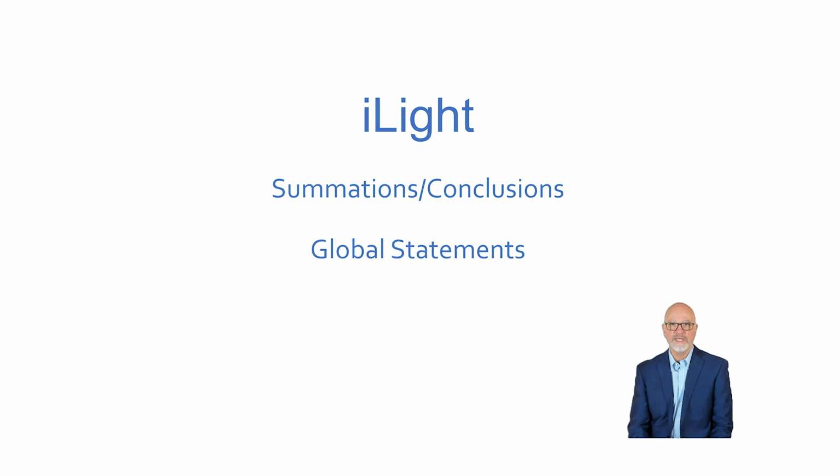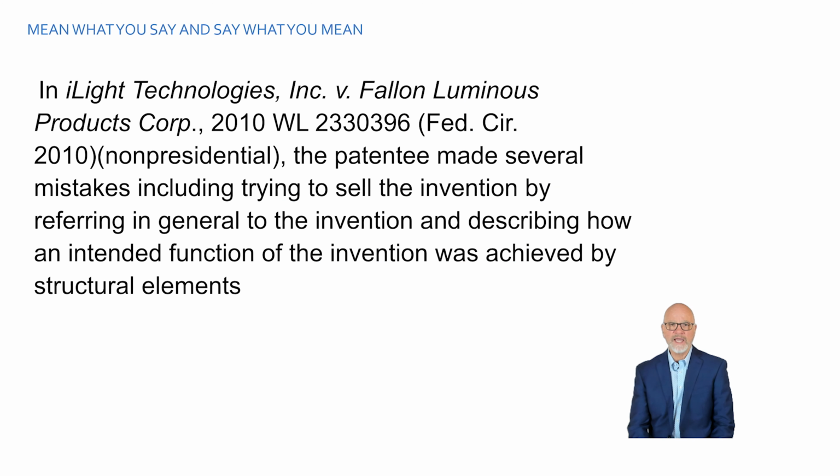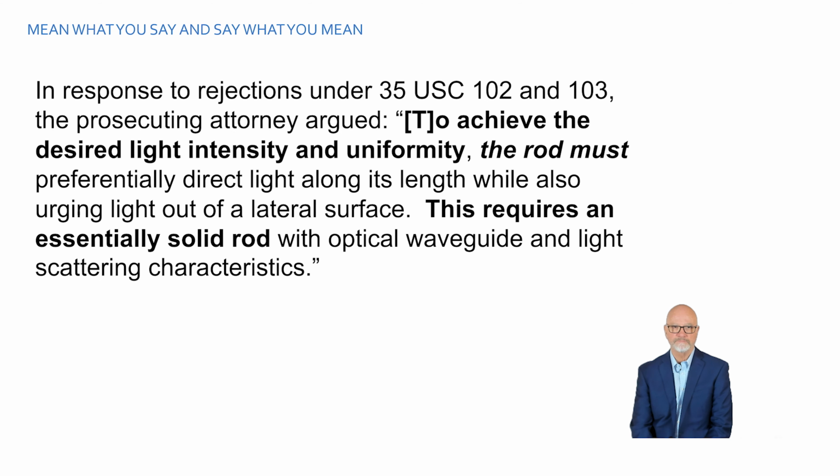So let's take a look at the iLight case. The iLight case is a non-precedential case, but it's still instructive and worth looking at. In that case, the patentee made several mistakes, including trying to sell the invention by referring in general to the invention and describing how an intended function of the invention was achieved by structural elements.